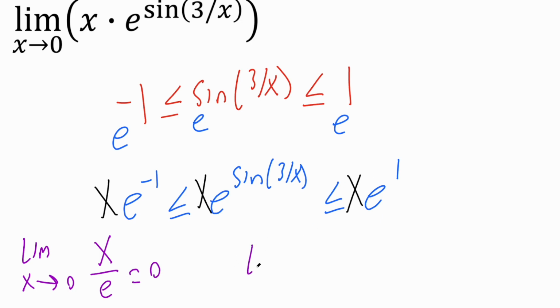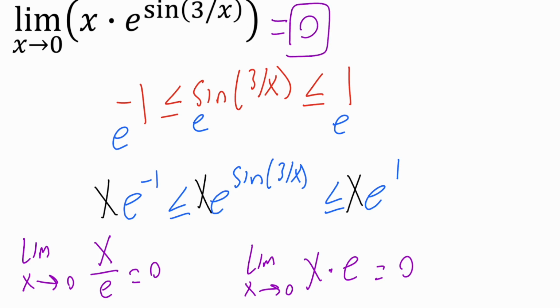Likewise, let's do this piece. You have the limit as x approaches 0 for x times e. Again, if x is 0, you have 0 times e, which you'll also get 0. Therefore, we can conclude the limit would in fact equal 0. And that's all we need to do for this problem.